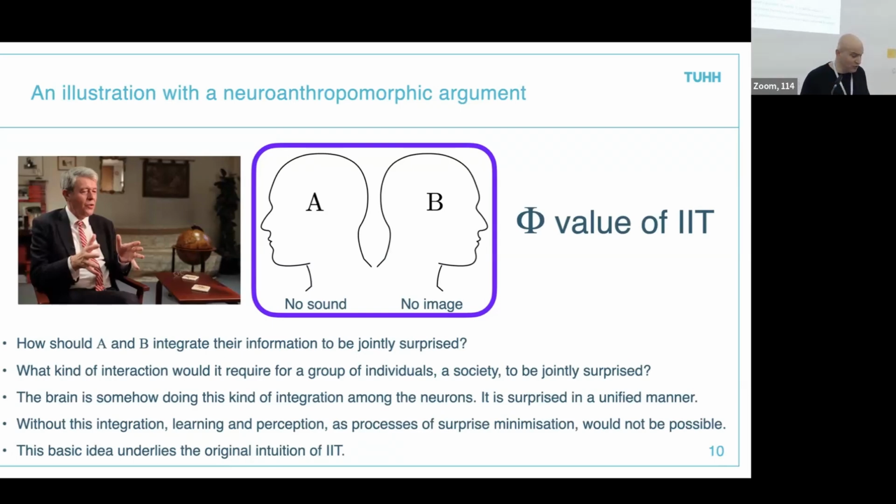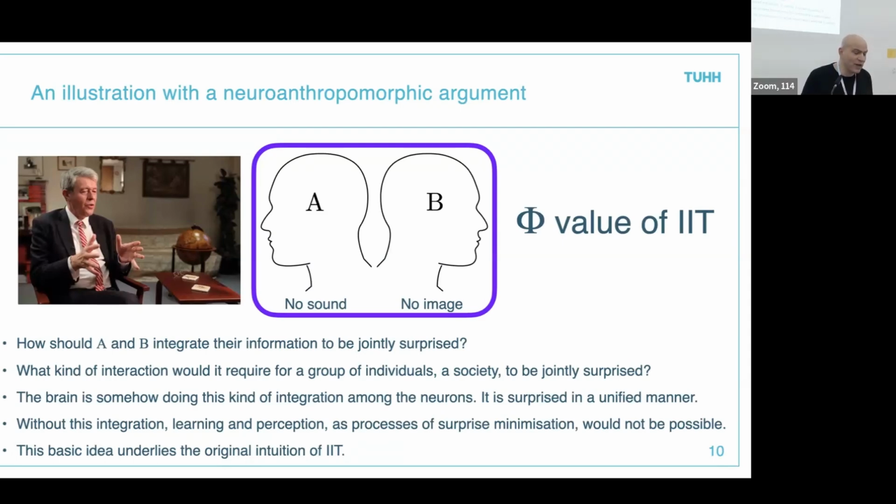Without this integration, learning and perception as a process of surprise minimization would not be possible. And this basic idea underlies the original intuition of IIT. So we now have various versions of IIT, but originally it started with this idea. And this is why I think that IIT, as a theory of information integration, is closely related to the predictive brain idea.